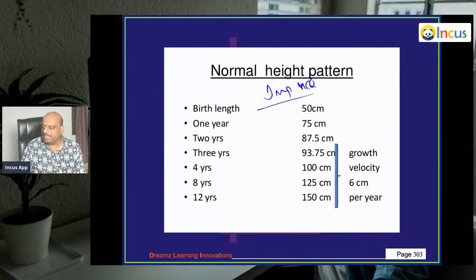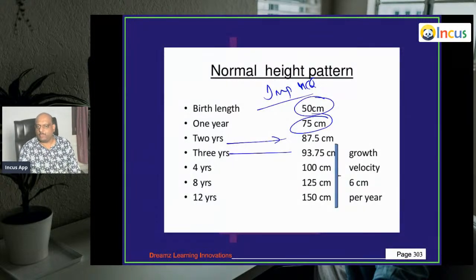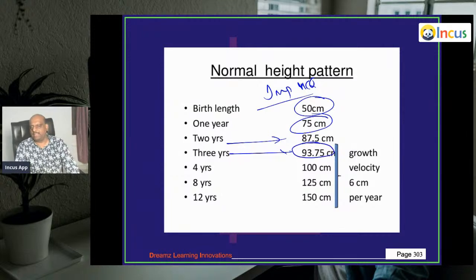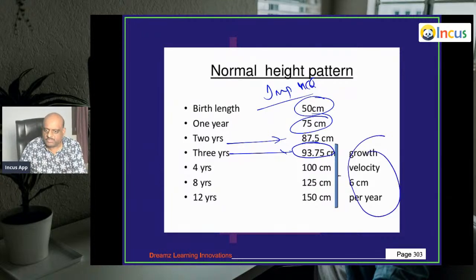At birth, what is the length? 50 centimeters. At 1 year it is 75, 2 years 87.5, 3 years 93.75. Growth velocity is 6 centimeters per year, and at 4 years it is 100 centimeters. At 8 years 125, and by the time it is 12 years, 5 feet height should be achieved. That is the important bit. If somebody did not achieve 30 centimeters by 12 years, you need to work up.